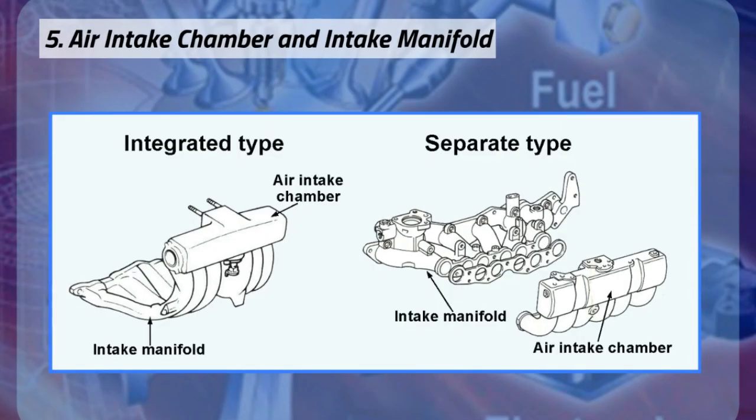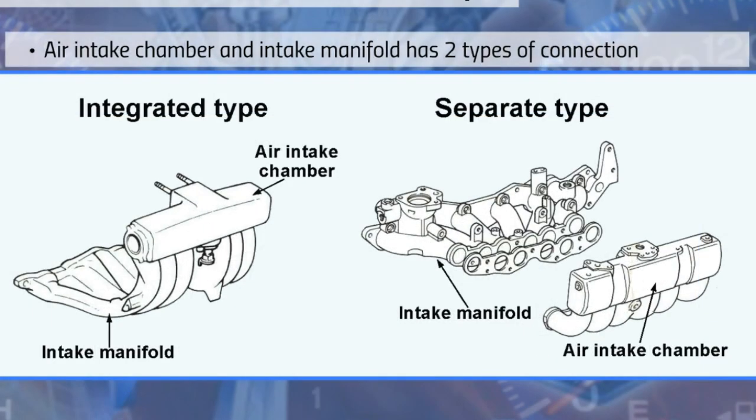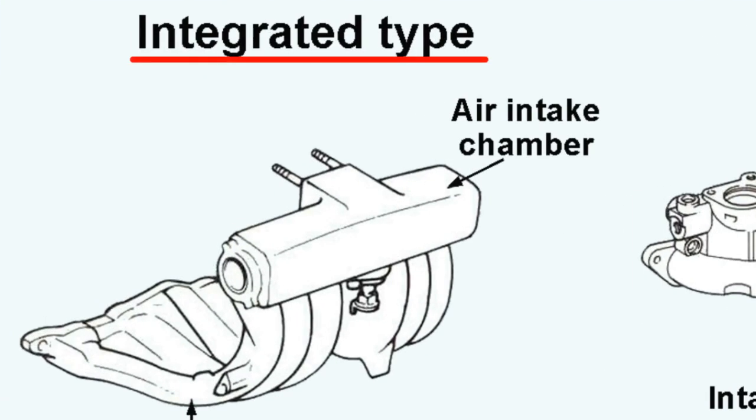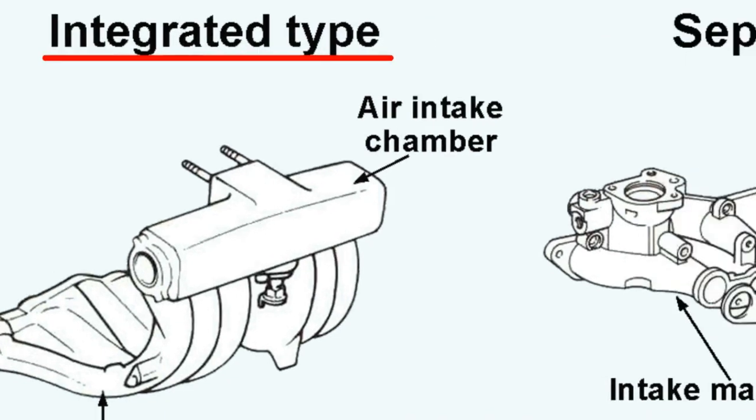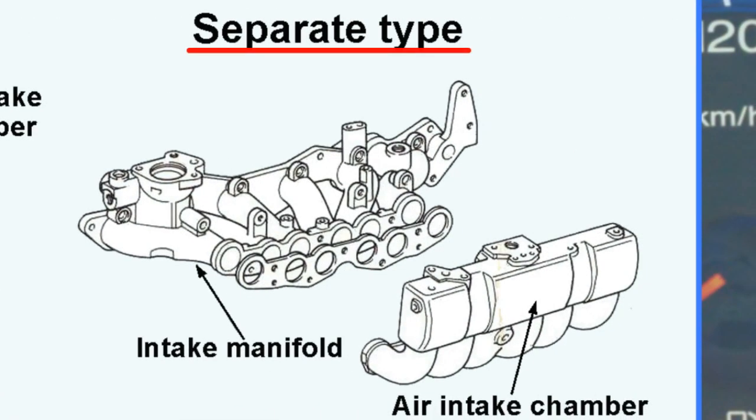Air intake chamber and intake manifold. Air intake chamber and intake manifold have two types of connection. They are integrated type and separate type.